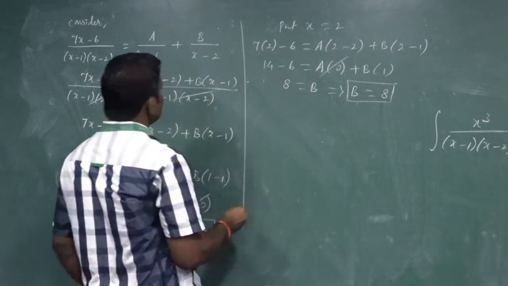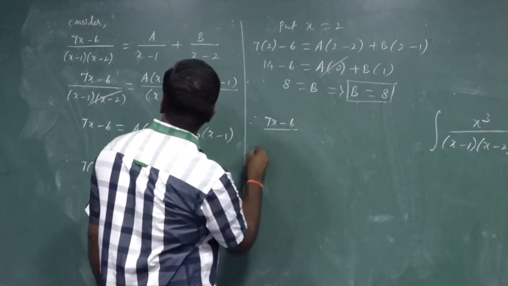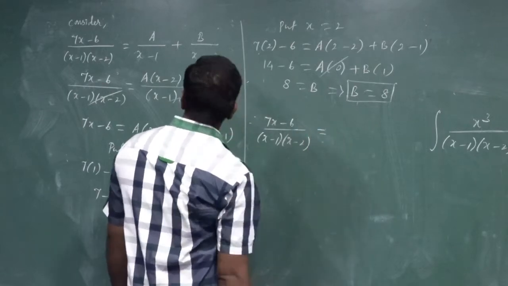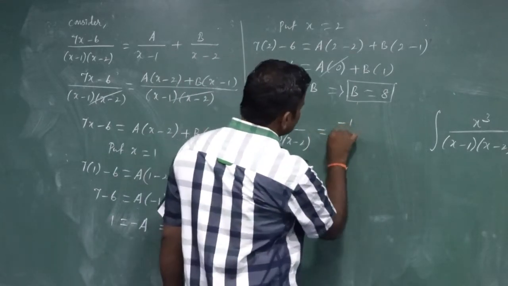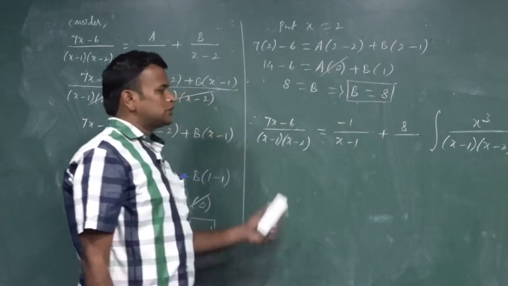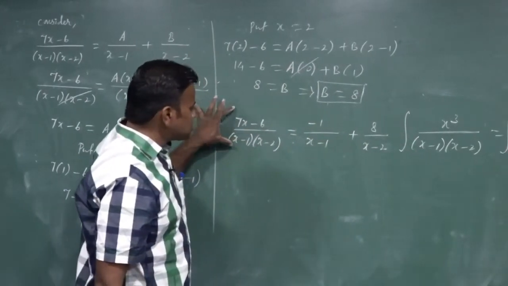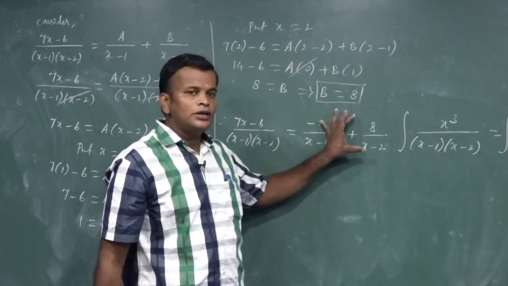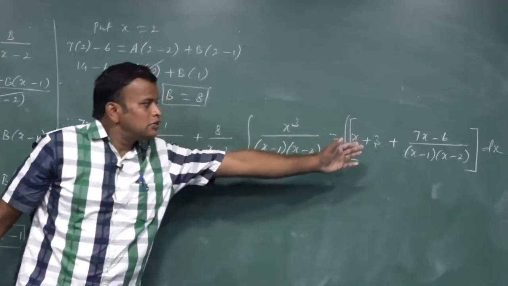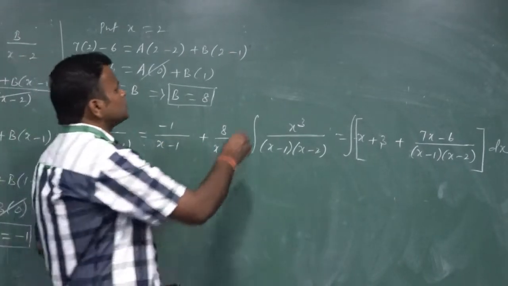So we substitute these values in this equation. Therefore (7x minus 6) divided by (x minus 1) into (x minus 2) is equal to a, the value of a is minus 1, divided by (x minus 1), plus the value of b is 8, divided by (x minus 2). So instead of (7x minus 6) divided by (x minus 1)(x minus 2), we write this partial fraction. Okay, we continue the sum.